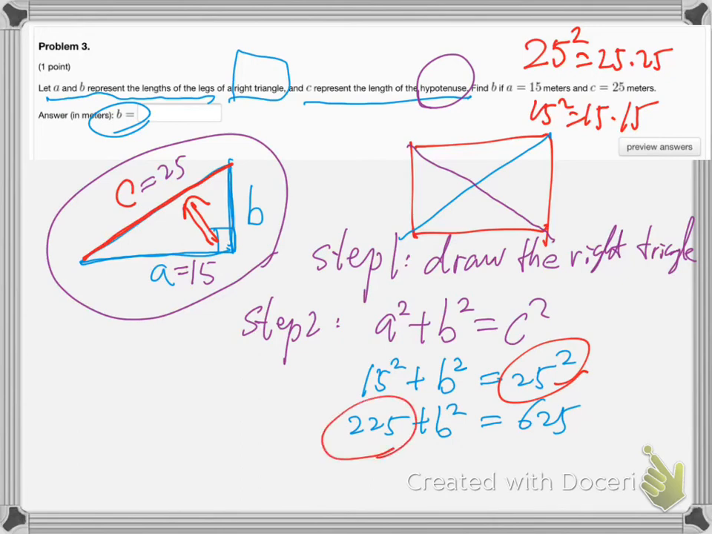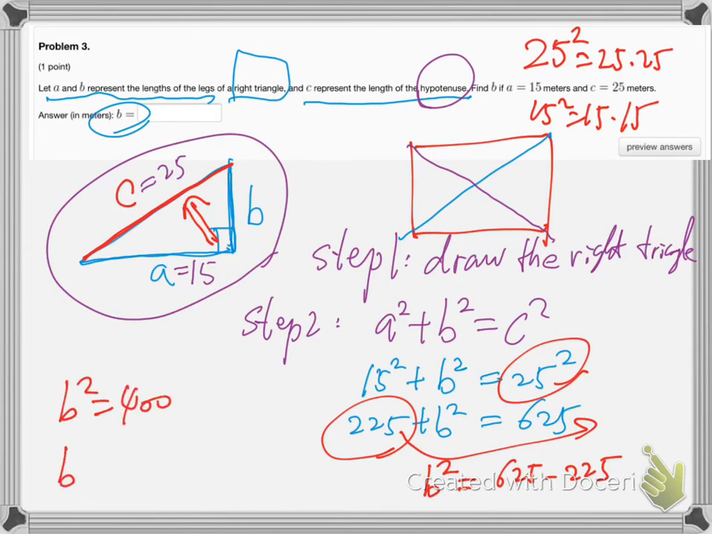So now subtraction. You move this, you got B squared is 625 minus 225. So B squared is 400. What is B? Take square root. B is 20. So step 3, the last step, take square root. Okay, so let's look at another example.